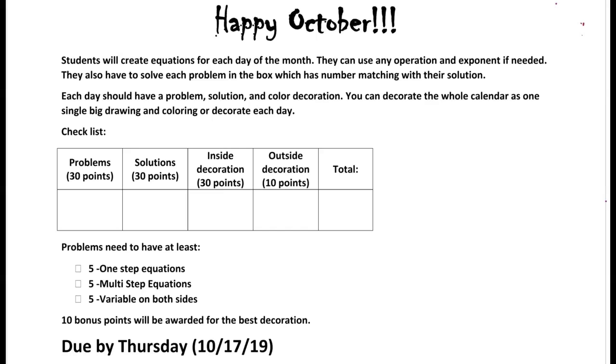All right, so now here's what I need you to have: at least 5 one-step equations, 5 multi-step equations, and 5 with variables on both sides. I will give you 3 examples of each type, so you get like 3 points giveaway. You just need to make up 2 more.